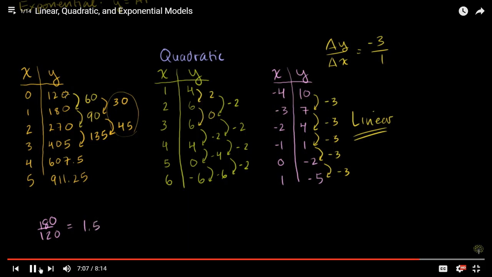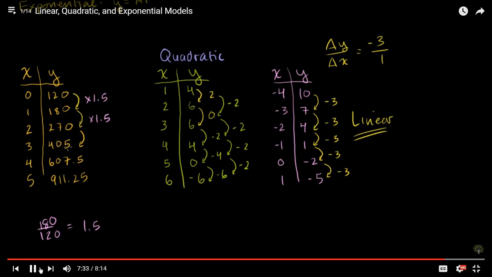So we went from this term to this term. Let me clear all of this stuff out here. So when we went from here to here, this was times 1.5. And then when we go from 180 to 270, once again, that looks like we're going times 1.5, right? Half of 180 is 90. Add that to 180 and you get 270. So once again, we're increasing by 1.5.